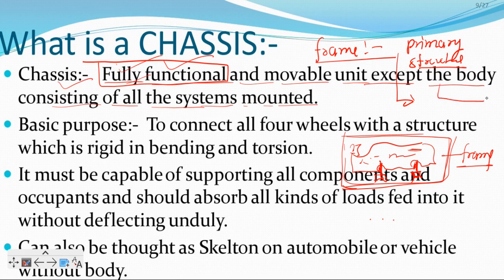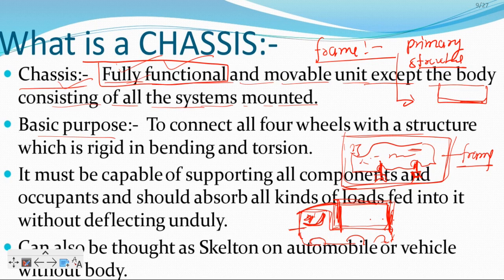Except body means, suppose I am taking the example of a truck. You have seen this kind of structure. There is only one seat for a driver here, and the entire truck is like that. There is no bodywork here. So the body is not included in the chassis. Okay, fine. So I hope you understand the difference between frame and chassis and the basic definition of chassis.